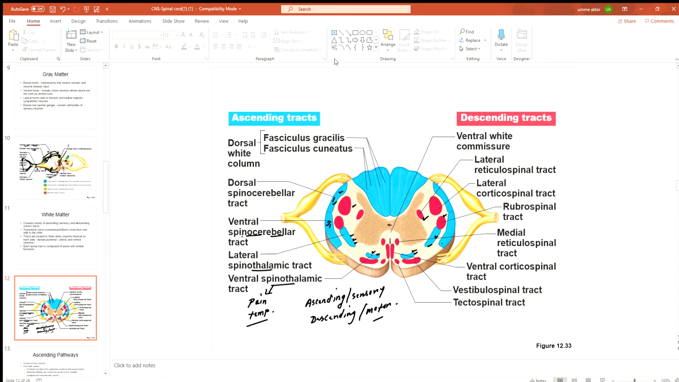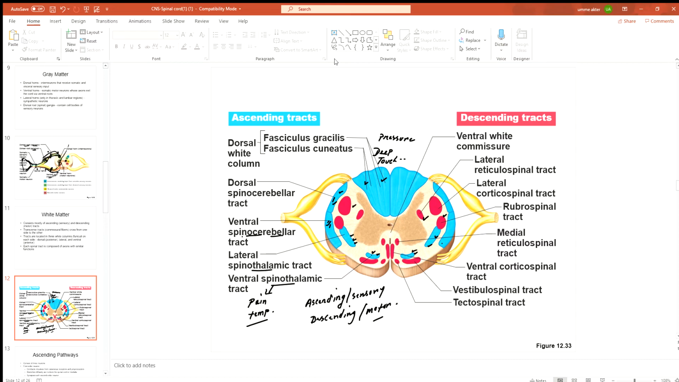Okay, so those are the spinocerebellar. Now in the back you see you have fasciculus cuneatus and fasciculus gracilis. These are also sensory. And what are the functions of the fasciculus cuneatus and fasciculus gracilis? They carry the signal of touch, deep touch, or pressure. Okay, so those are the important sensory or ascending tracts.